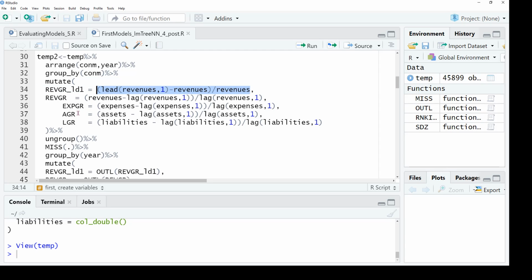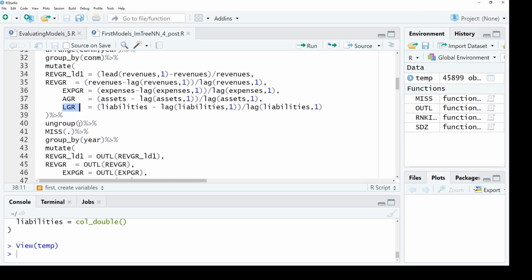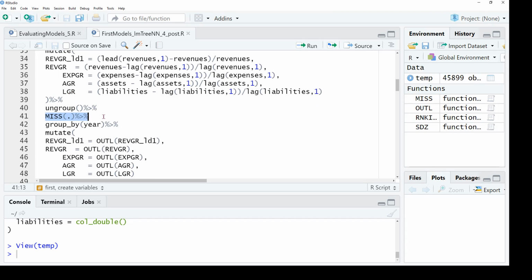The variables that I thought we could use would be lagged revenue growth, or revenue growth from year t, expense growth, asset growth, and liability growth. So something fairly straightforward. Then we ungroup it, and remove all the missing values. This is a different way of using the miss function than we've used before. The dot means the data set that you're working with, so we can apply it in this way.